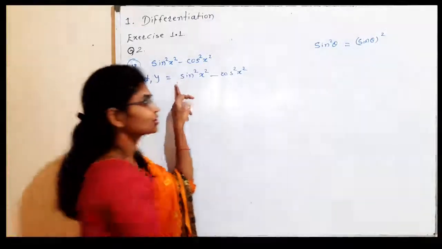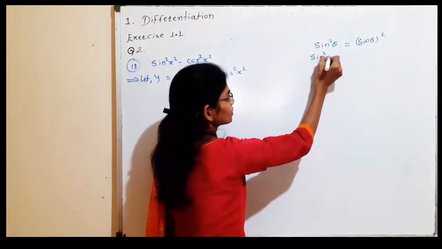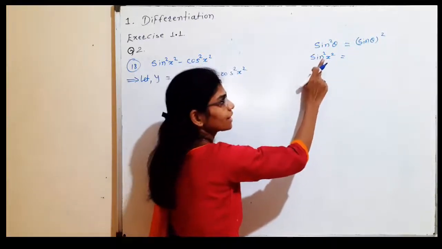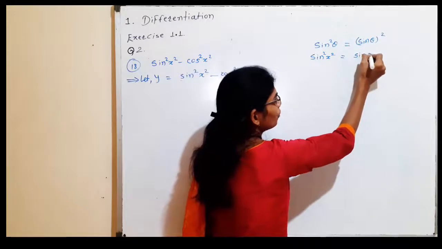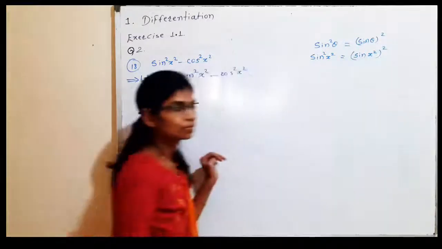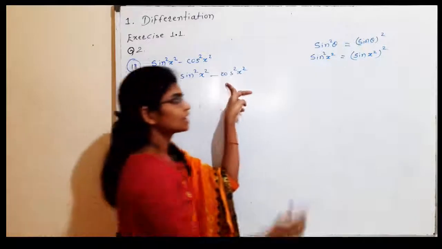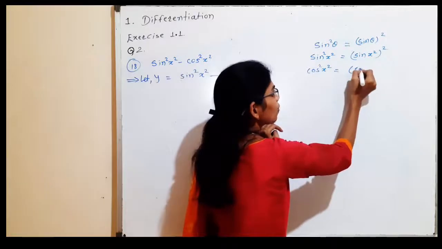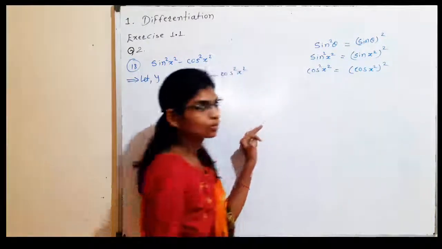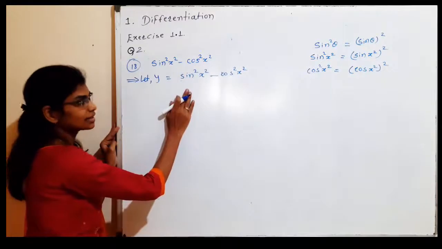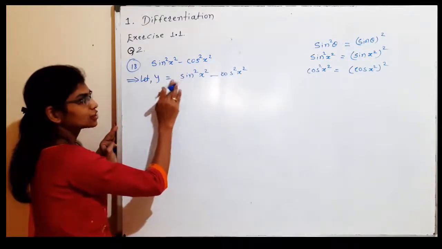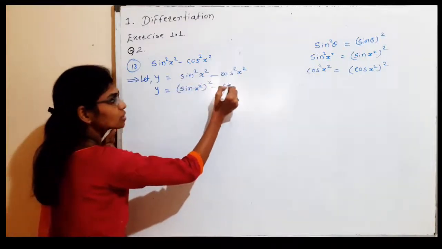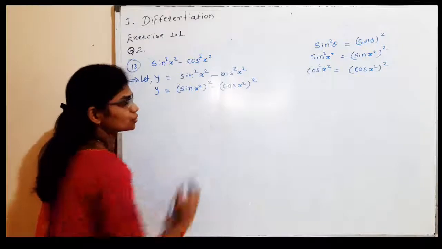Now here the function is in the form of sin squared of x square. The value of theta we can consider as x square. So we can write it as sin of x square, whole bracket raised to 2. And the next one is cos squared of x square, which we can also write as cos of x square, bracket raised to 2. So in this example we can write y is equal to sin of x square, bracket raised to 2, minus cos of x square, whole bracket raised to 2.